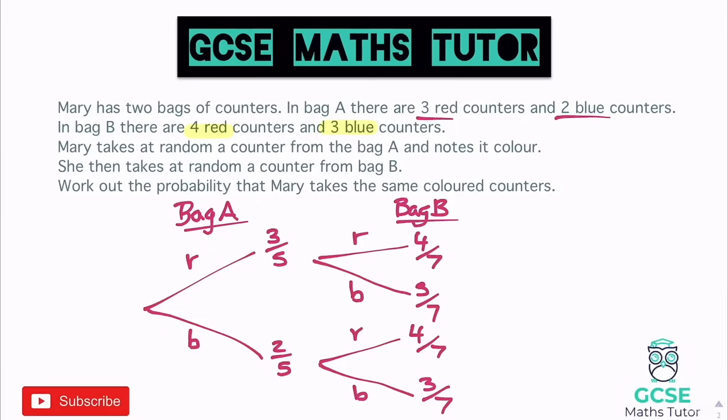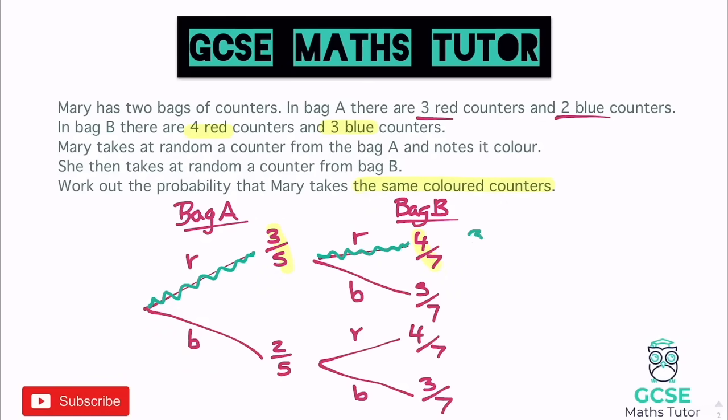So it says here, work out the probability that Mary takes the same coloured counters. So again, just thinking about the logic here, like before we had red, blue and blue, red for different coloured counters, this time it's the same coloured counters, and there are two ways of doing that. We could get a red going through the 3/5 there, and another red going through the 4/7. So that is our two fractions that we're going to have to multiply this time.